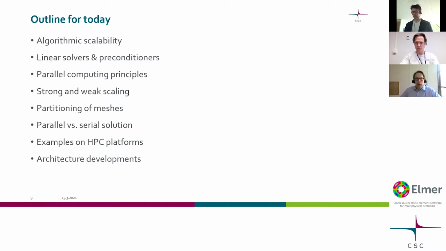So I start with some words about algorithmic scalability, then go on to present the linear solvers and preconditioners available in Elmer, and talk about some parallel computing principles, strong and weak scaling. We will show how to partition meshes, consider the differences between parallel and serial solution, and show some examples that have been pre-computed, and say a few words about architecture developments and how they are influencing Elmer development. And in between, Thomas will have a nice demonstration addressing many of these same things.